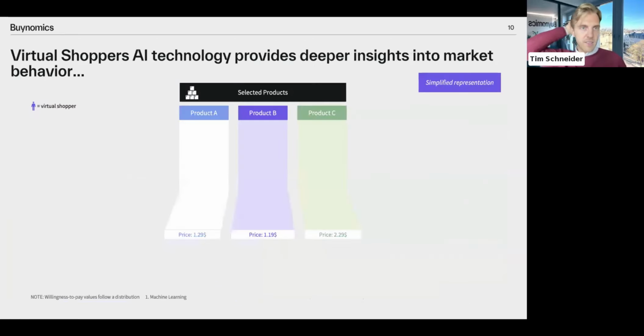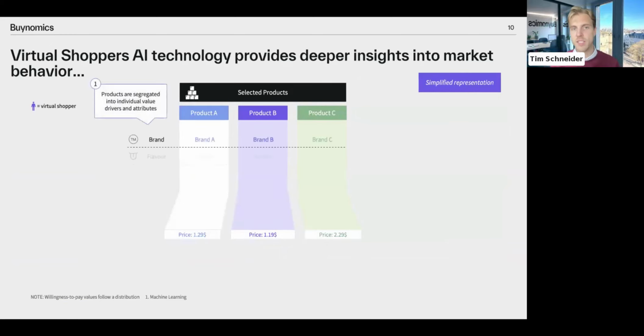And how does this virtual shopper AI now work in a full-fledged way? Once we have this digital twin of the market, what our algorithm does is it looks at the market always from a value driver or an attribute perspective. So here in this example, three products, product A, B, and C. These can basically be the entire category, like all of the products in a given category. And there are the different value driving forces here. In this case, it's chocolate with different brands, flavors, and so on.